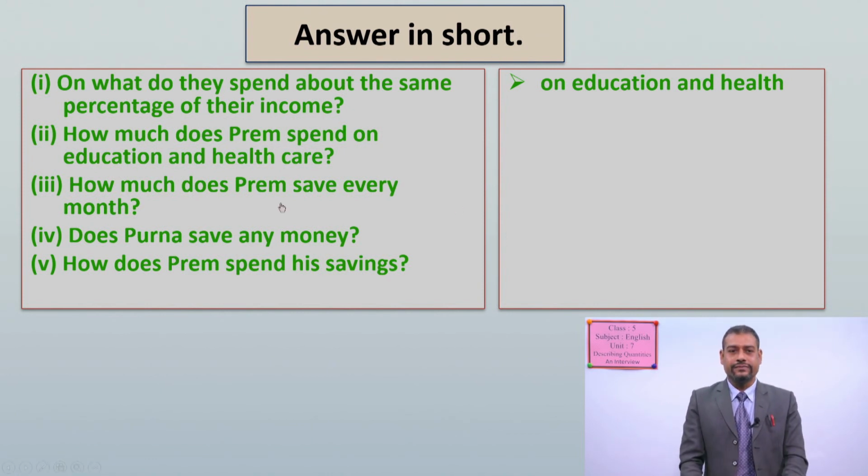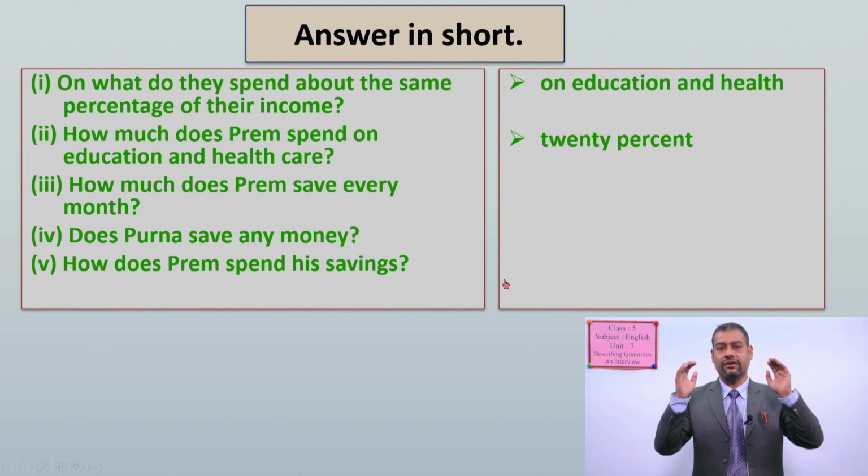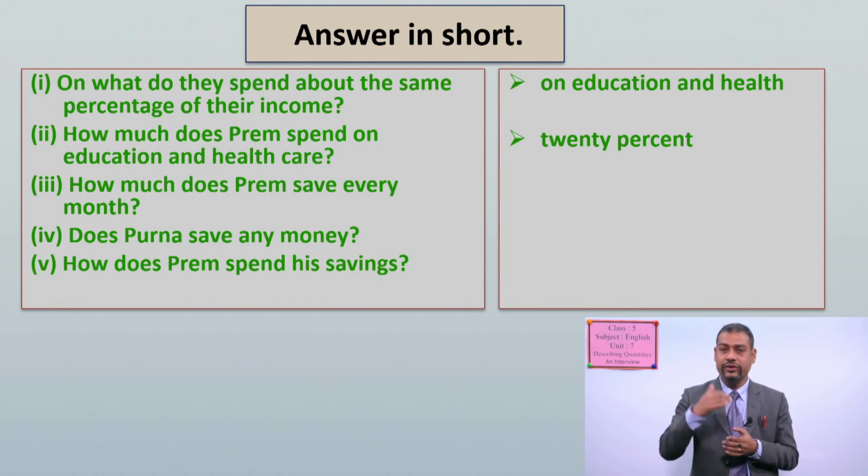Likewise, number 2. How much does Prem spend on education and health care? Now your answer should be only Prem, okay, 20%. Okay, he says that he spends 25% on food and clothes, then 20% on education and 20% on health care.